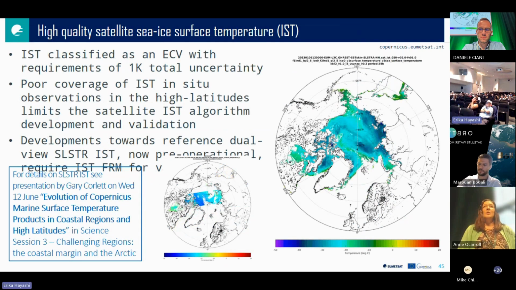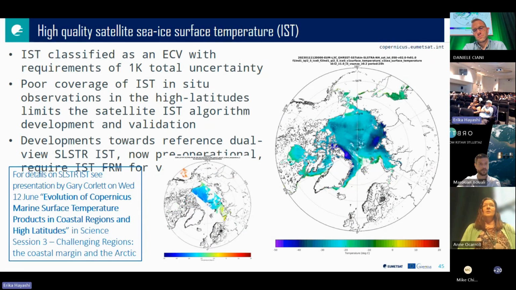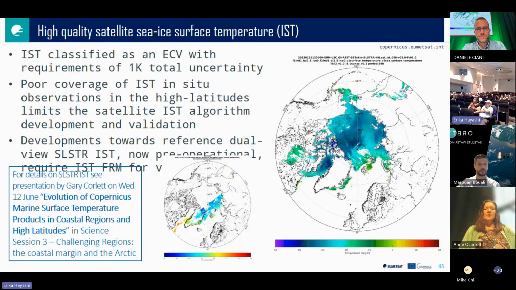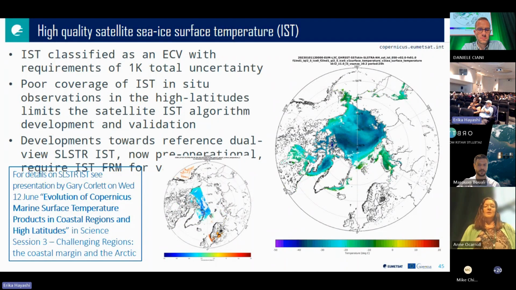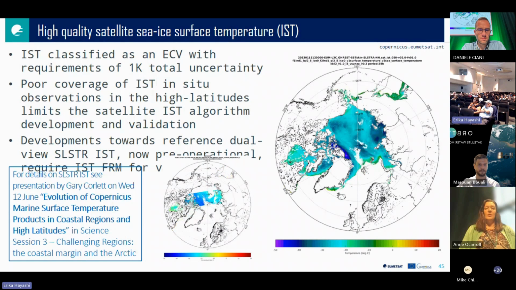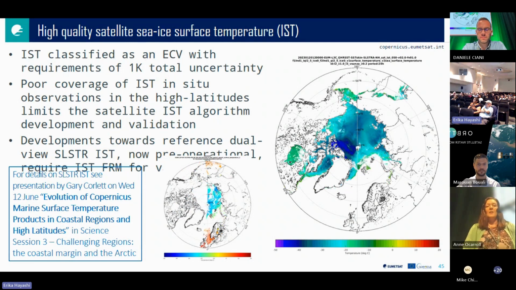Okay, so now we'll move on to sea ice surface temperature. IST is classified as an essential climate variable with requirements of 1K total uncertainty, and poor coverage of IST in situ observations in the high latitudes limits the satellite IST algorithm development and validation. Since we have developments towards reference dual view SLSTR IST, such as was described by Gary this morning, we now have the pre-operational data stream available for that. But that also means that we need to have an IST FRM data available for validation.